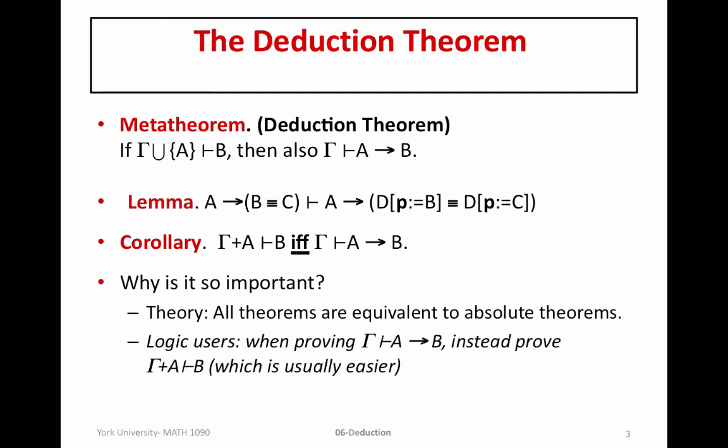And the other thing that will be most important for us is that when we need to prove some kind of implication, we can simply add the hypothesis of the implication as a hypothesis within our proof, and then prove the conclusion of that implication. And this usually makes things much easier because we're adding hypotheses.